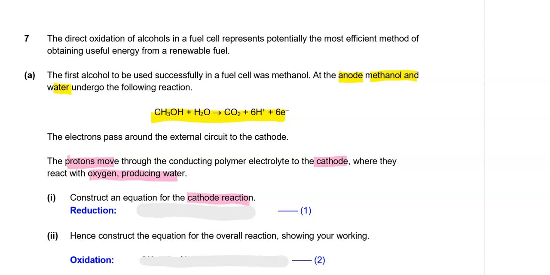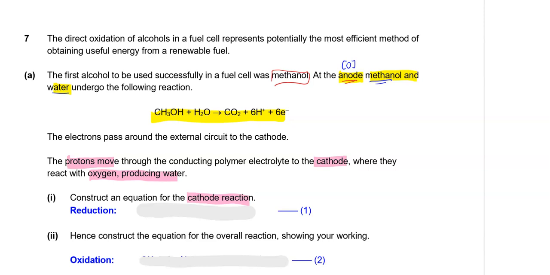Okay, looking at question 7 of Electrochem 1 tutorial, we are looking at the oxygen fuel cell. In this case, the fuel used is methanol. The question is very specific. They say that at the anode, recall at the anode for all reactions is oxidation. So methanol and water undergo this oxidation reaction.